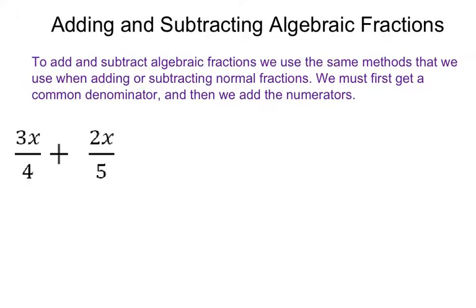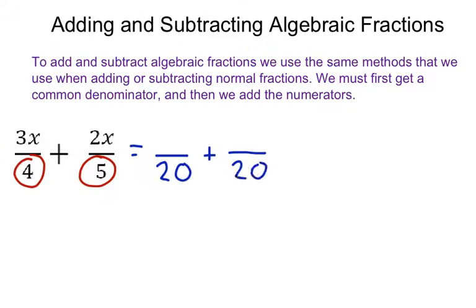In the next example we have 3x over 4 plus 2x over 5. Now we have different denominators, 4 and 5, so we need to find the common denominator. The common denominator in this case is 20. Now, we multiply the 4 by 5 to get the 20, so we have to multiply the 3x by 5 as well to get 15x.